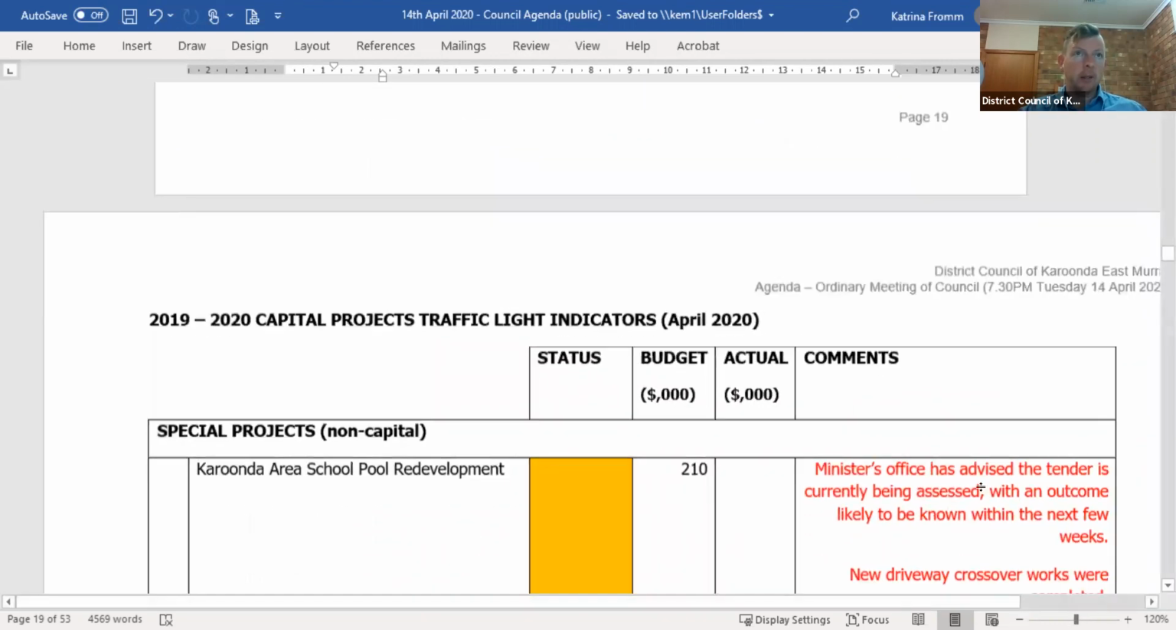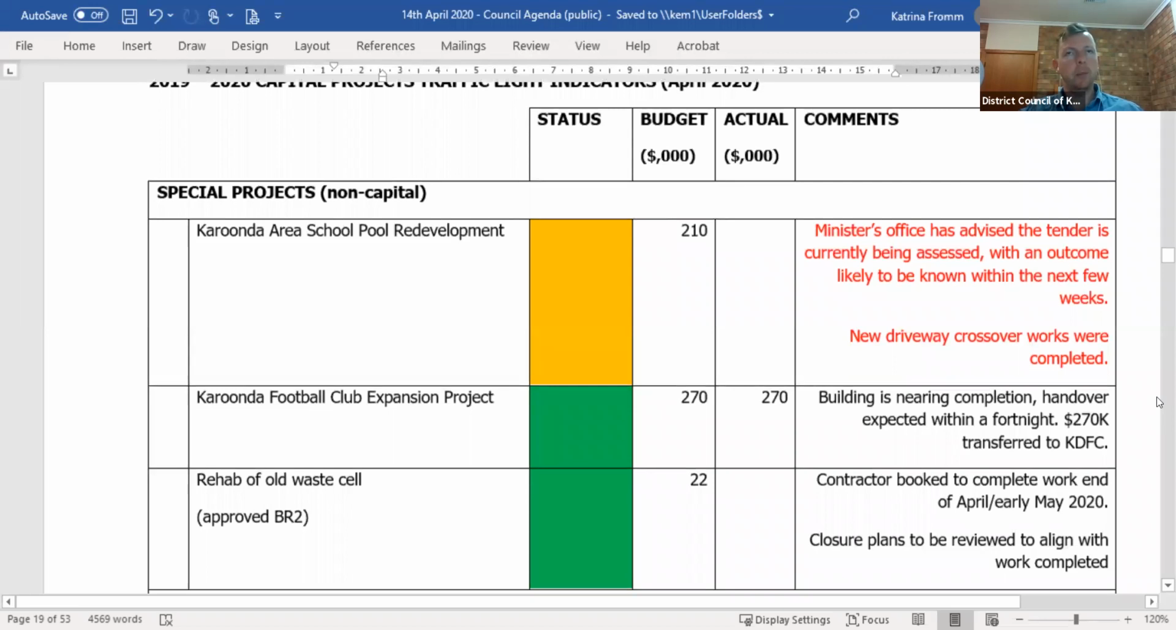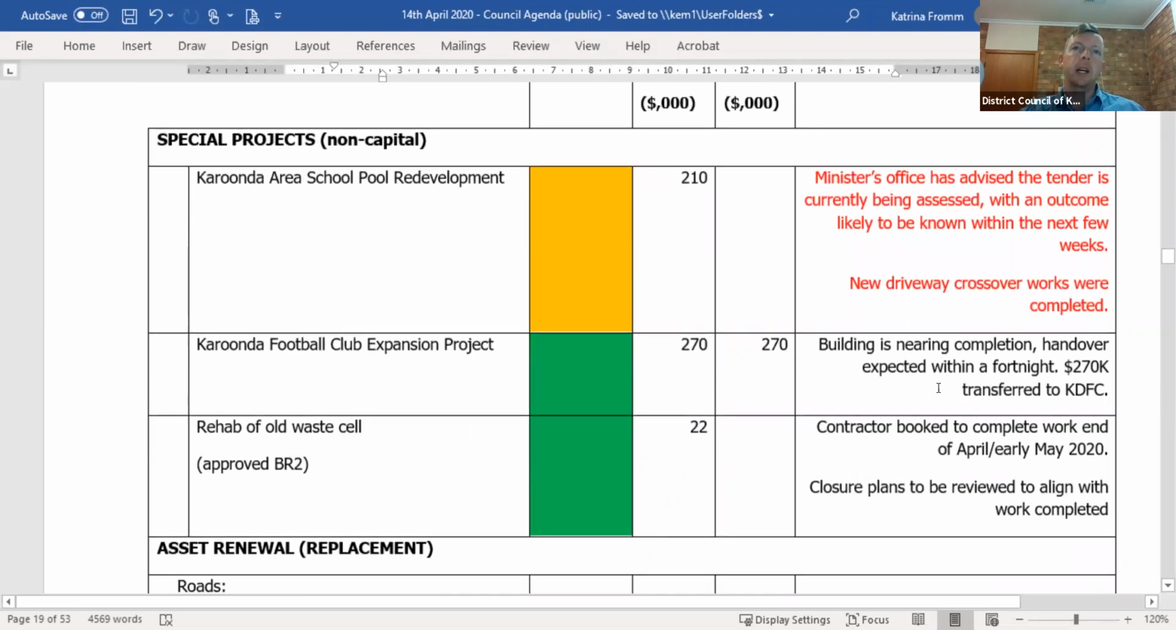And I guess the only thing I'll just note there is the first project in the list is the Corinda pool, Corinda Area School pool. Latest advice I've had as of late last week was that the tender is now closed and it should be assessed within the next 2 weeks. So we should have an outcome on that pending.